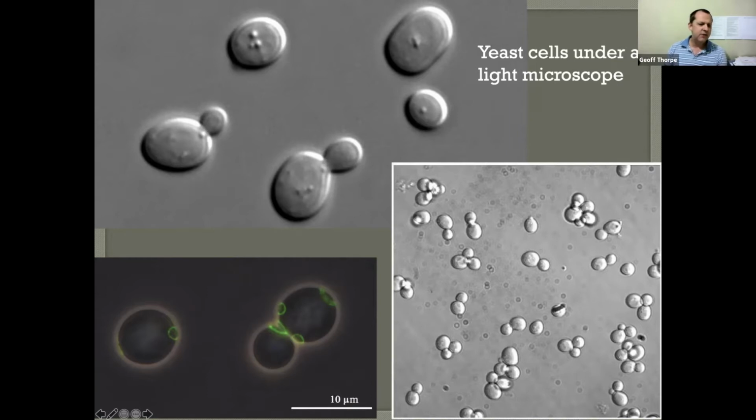The last thing is that when they do bud and the cells separate, there's a thing called a bud scar that forms as well. This is just an example where they've used either a fluorescent stain or a fluorescent protein just to specifically show up where the bud scar would be.